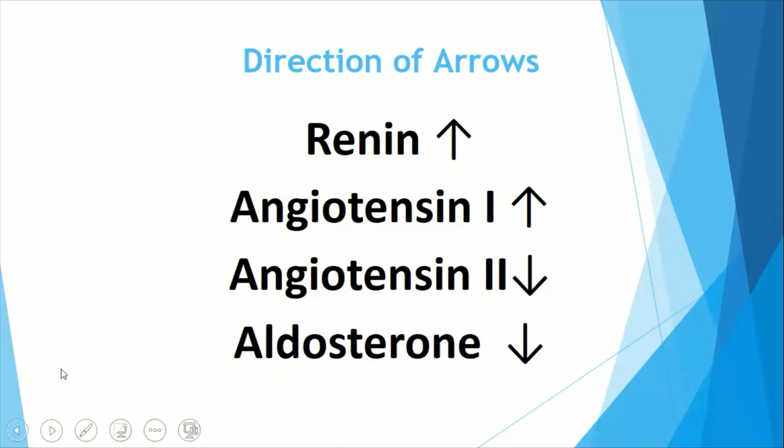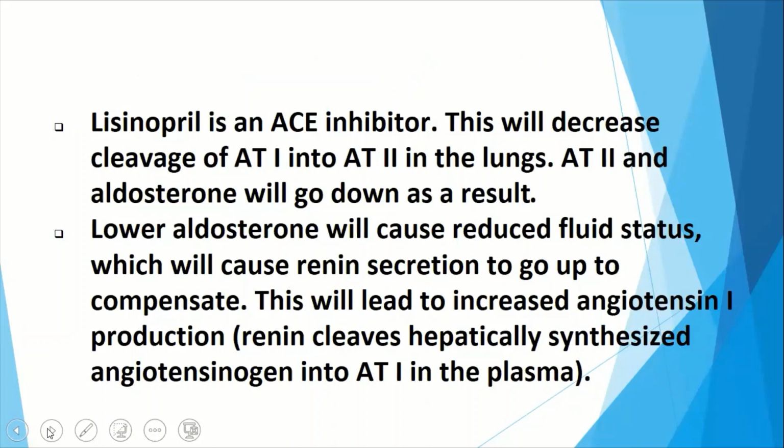So what's the reason? The reason is lisinopril is an ACE inhibitor. It causes the blockade of conversion of angiotensin 1 to angiotensin 2. So angiotensin 1 is not converted into angiotensin 2. This results in a decreased level of angiotensin 2.